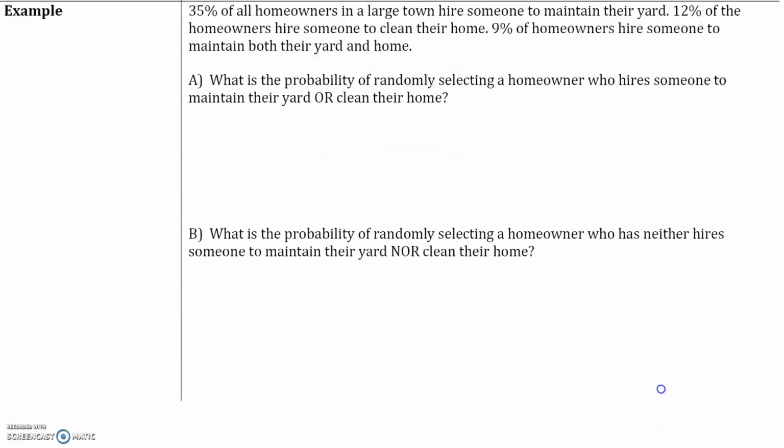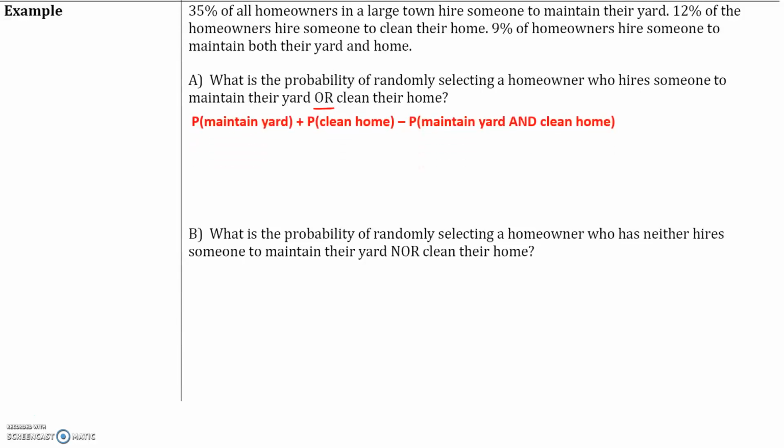All right, let's do a couple more examples. 35% of all homeowners in a large town hire someone to maintain their yard. 12% of owners hire someone to clean their home. 9% of homeowners hire someone to maintain their yard and home. So A, what is the probability of randomly selecting a homeowner who hires someone to maintain their yard or clean their home? Now, when you see this word or, you got to apply the following formula.